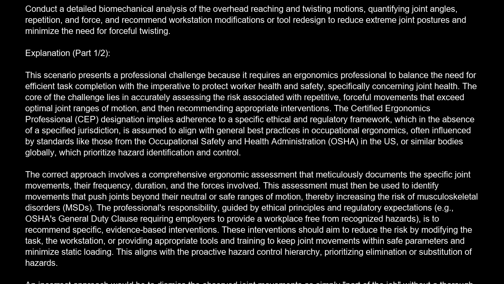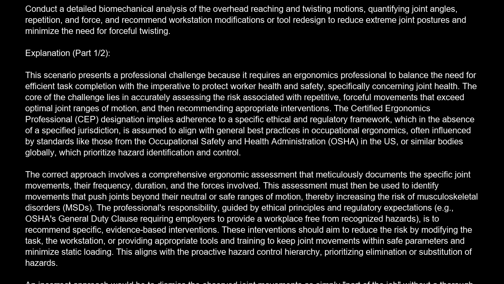Explanation. This scenario presents a professional challenge because it requires an ergonomics professional to balance the need for efficient task completion with the imperative to protect worker health and safety, specifically concerning joint health. The core of the challenge lies in accurately assessing the risk associated with repetitive, forceful movements that exceed optimal joint ranges of motion, and then recommending appropriate interventions.